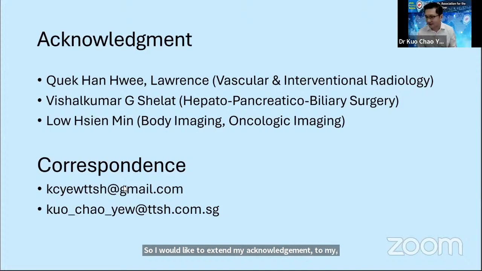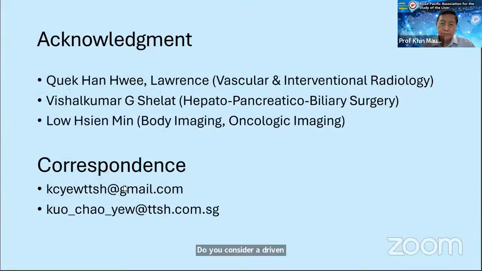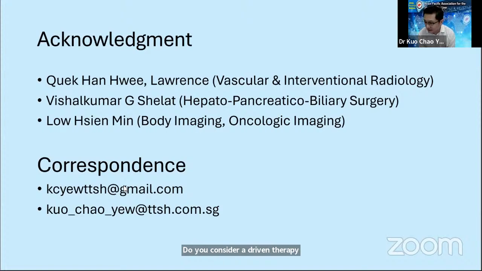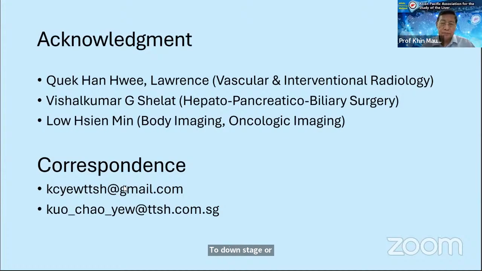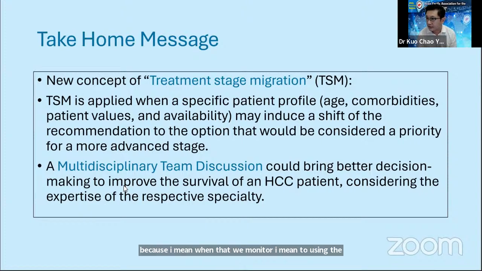Is there any question or any further discussion? Do you consider adjuvant therapy? Adjuvant therapy as in using a systemic therapy to downstage, or what? Yeah. After the surgery. Yes, Prof, we didn't consider adjuvant therapy because when we monitored using the serial scan, the disease seemed to be confined to localized.